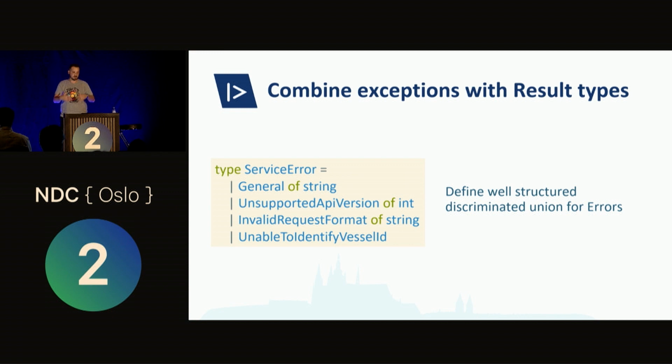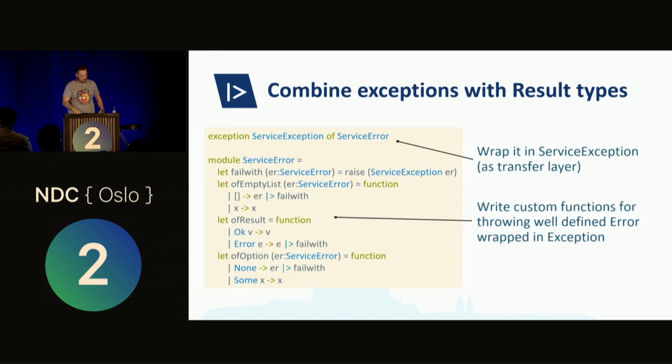in your application, we do the normal stuff like you would normally do: set up the union type, set up well-structured errors in a specific type, and later you wrap them into the exception, which works like a wrapper, like a transfer layer, and you set up custom functions for throwing these errors inside. It's like combining results with exceptions, which sounds strange. I understand that.